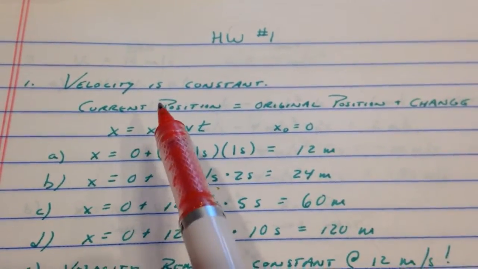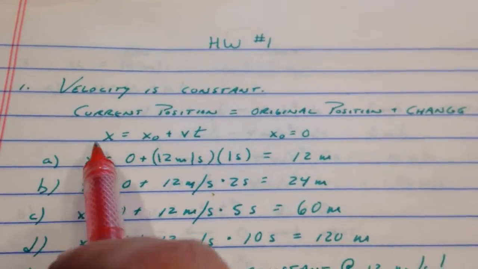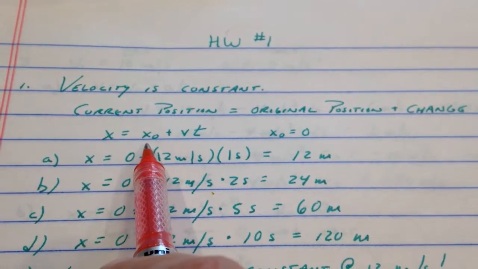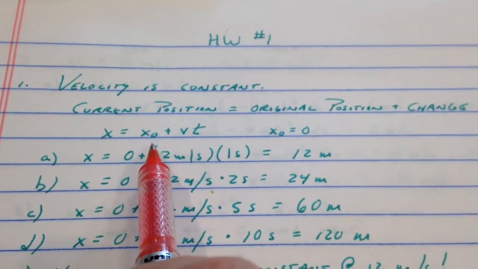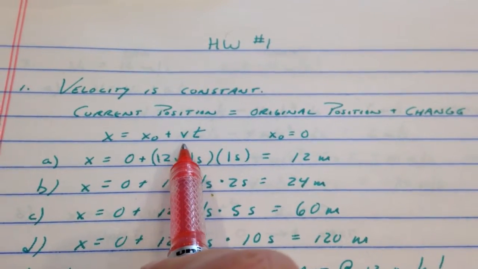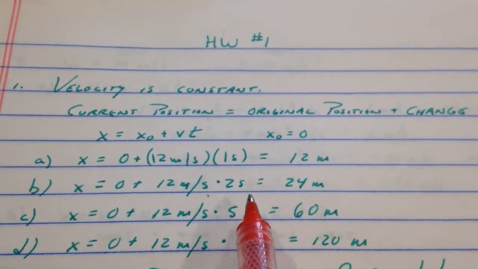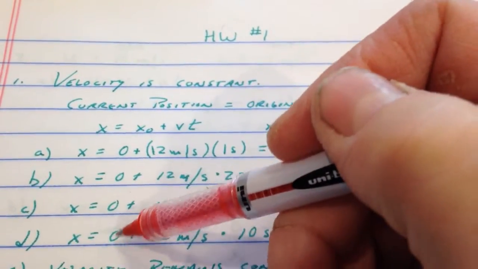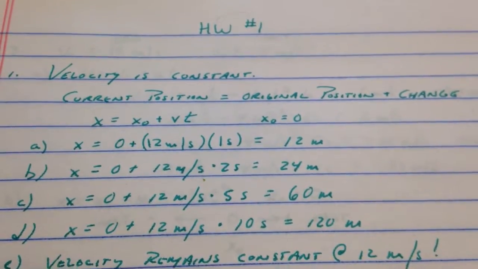Using the approach we talked about in class, current position is original position plus the change in position, or in equation language, x equals x sub 0, that notation meaning the original or initial condition, plus v times t. V is velocity, t is time. We're taking x sub 0 to be 0. That enables us in all of our further calculations to have x sub 0 drop out of the equation.